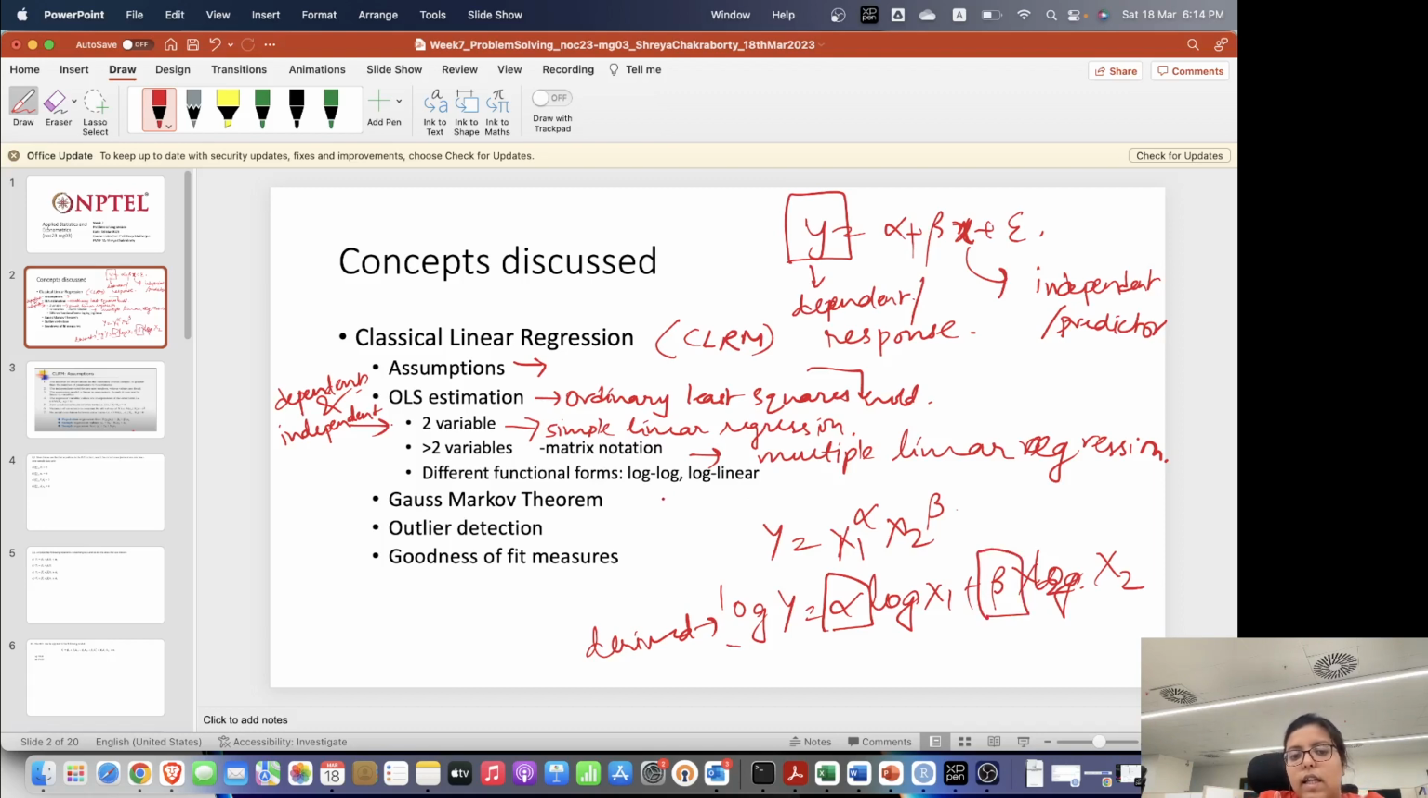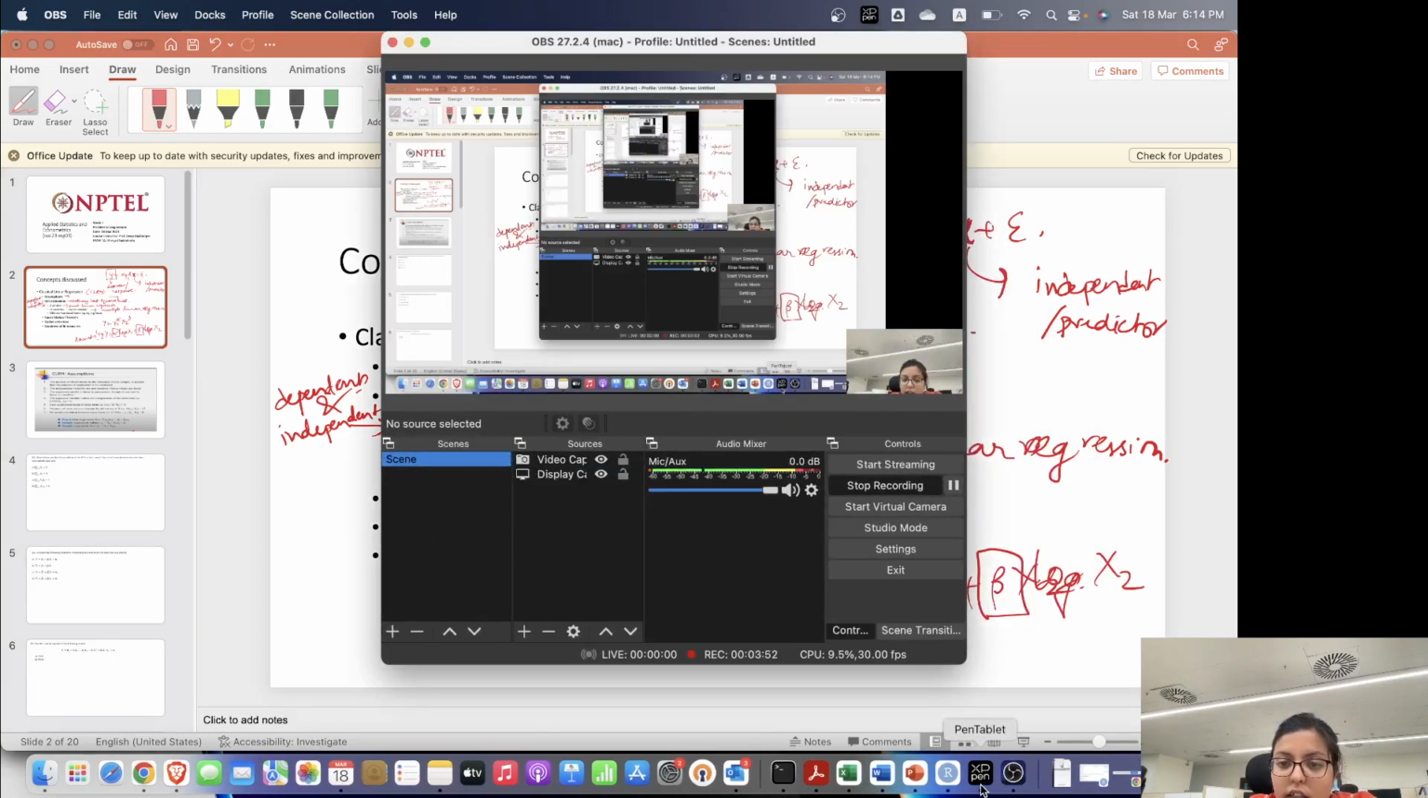Another thing that we learned in these lecture sessions was that linearity is always in terms of parameters and not in terms of the variables. Okay, so we learned about different functional forms and how these could have different interpretations in an econometric setup or context.